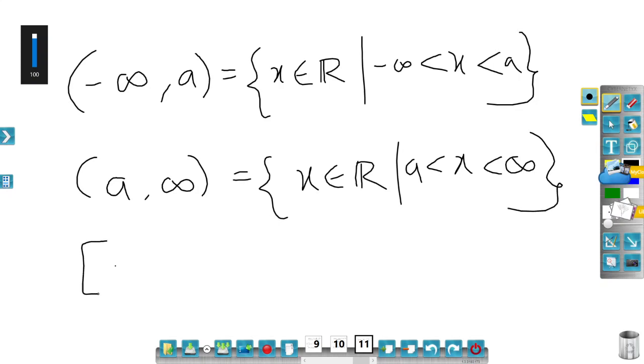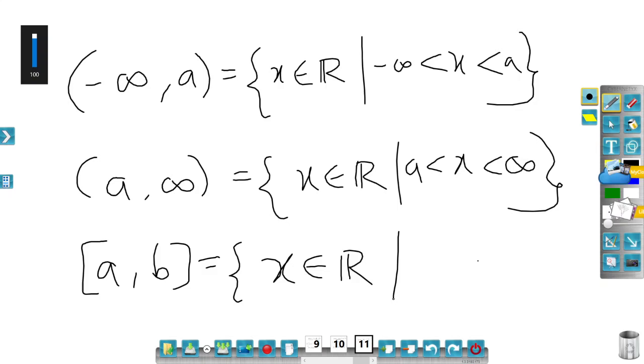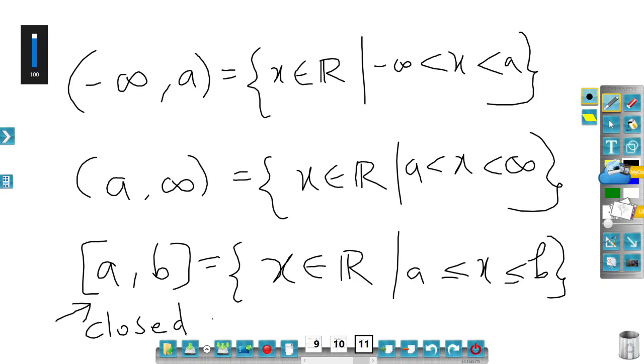So what is the meaning of closed interval a comma b? The meaning of closed interval a comma b is nothing but those x belonging to R such that x lies between a to b. So in a closed interval a and b are included. This is called a closed interval. So we have defined open interval, semi-open, semi-closed and closed interval. So they are not difficult.